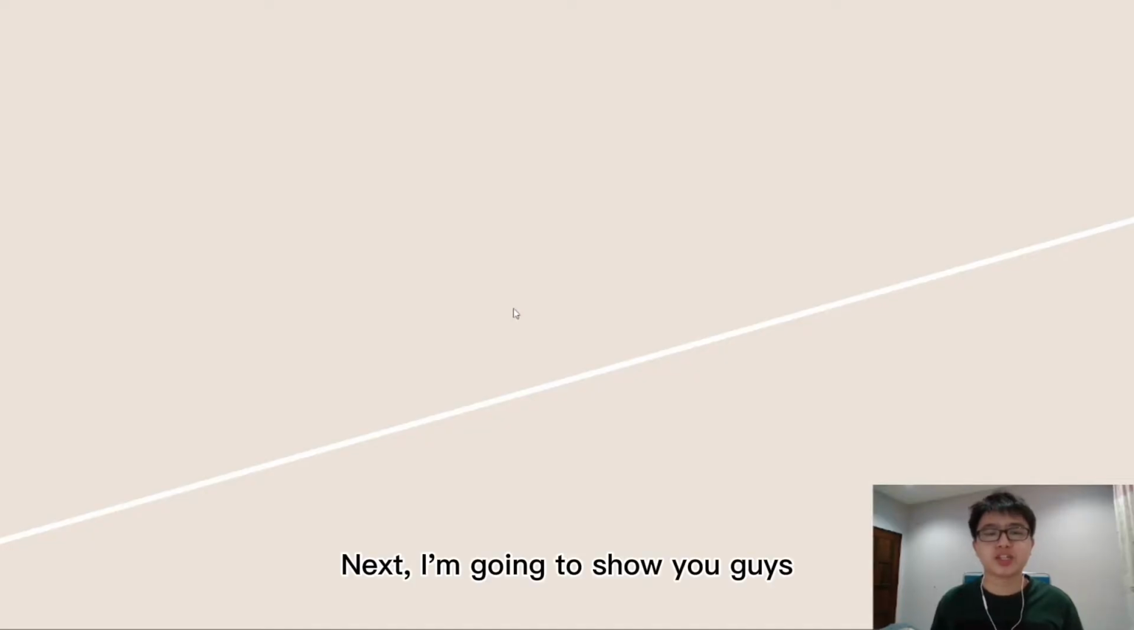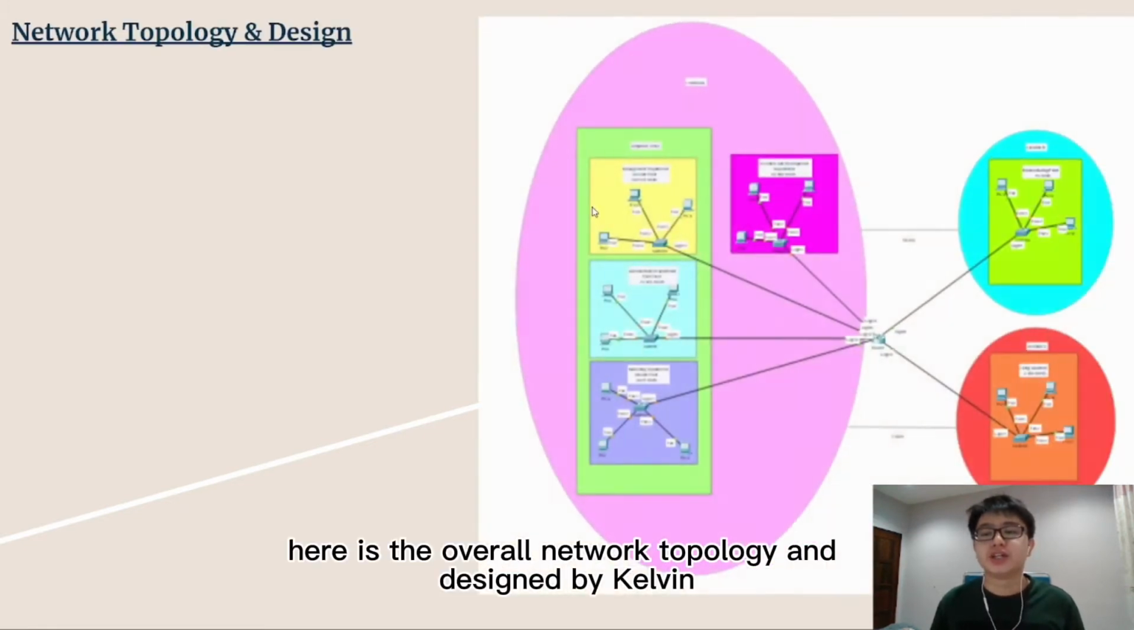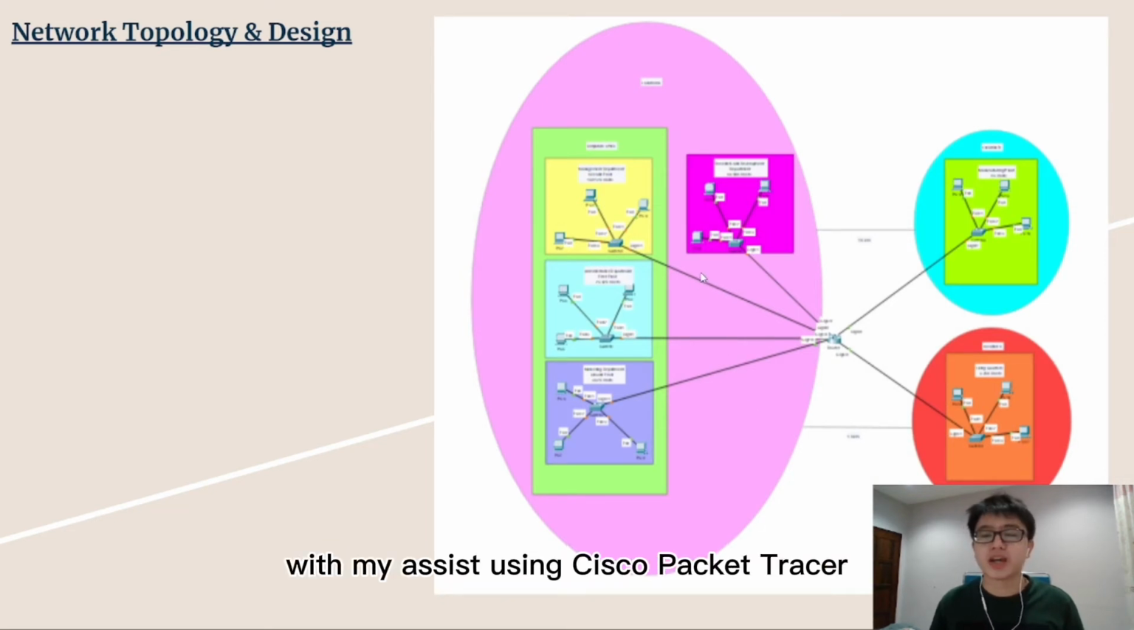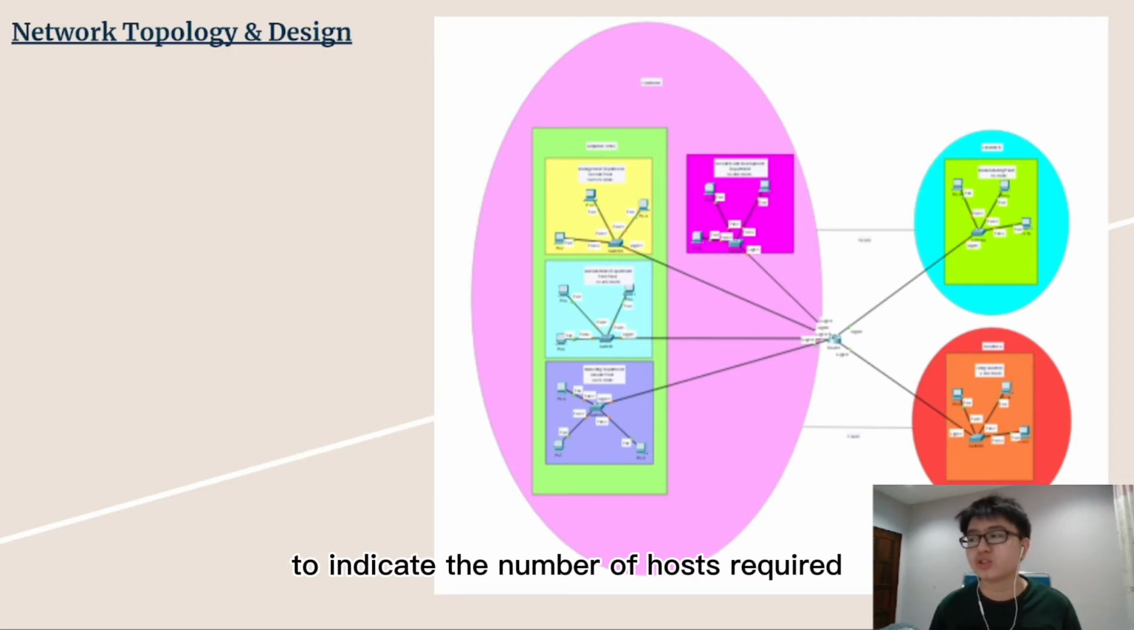Next, I'm going to show you about our team's network topology and design. Here is the overall network topology that was designed by Kelvin with my assistance using System Packet Tracer. Since there are 6 different departments, we have applied a total of 6 subnets. Each subnet indicates a network, and each network consists of a field of computers to indicate the number of hosts required for each department in this company.